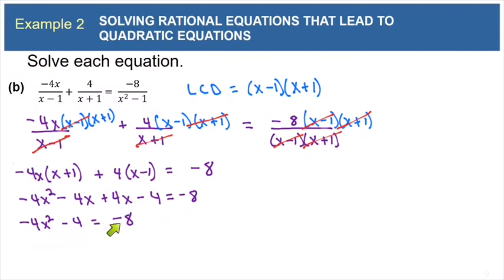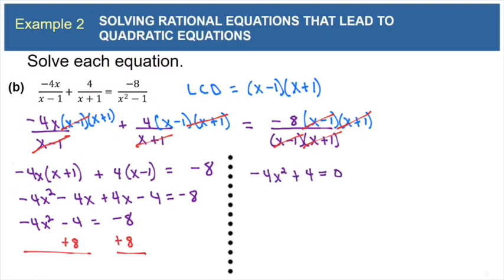Now since this is quadratic, we know we want a 0 here, so let's go ahead and add 8 to both sides. That would give us negative 4x squared plus 4 equals 0. Now whenever we're factoring, it's always more convenient for us if the x squared term is positive. And so I would like to get rid of this negative. And one way we can do that is to multiply both sides of the equation by negative 1. So if we distribute the negative 1 here, that's going to give us 4x squared minus 4. And of course on the right side, 0 times negative 1 is still 0.